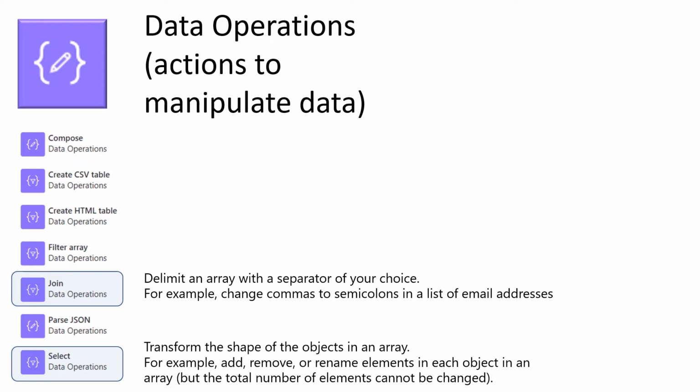Join and select are two additional data operations. Join lets you delimit an array with some separator, with maybe a different separator. So for example, maybe you get back from some action an array that has commas in between email addresses, but you'd like to change those to semicolons so that you can use that in the to field of an email. So you can use the join to do that.